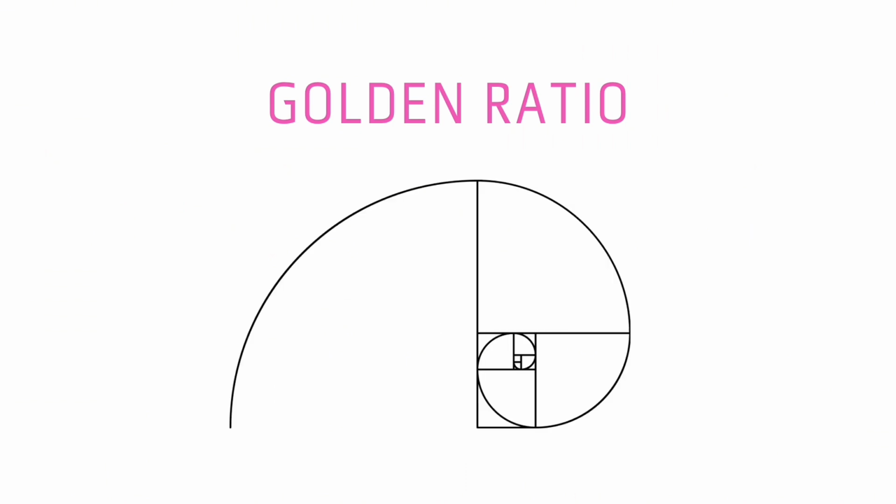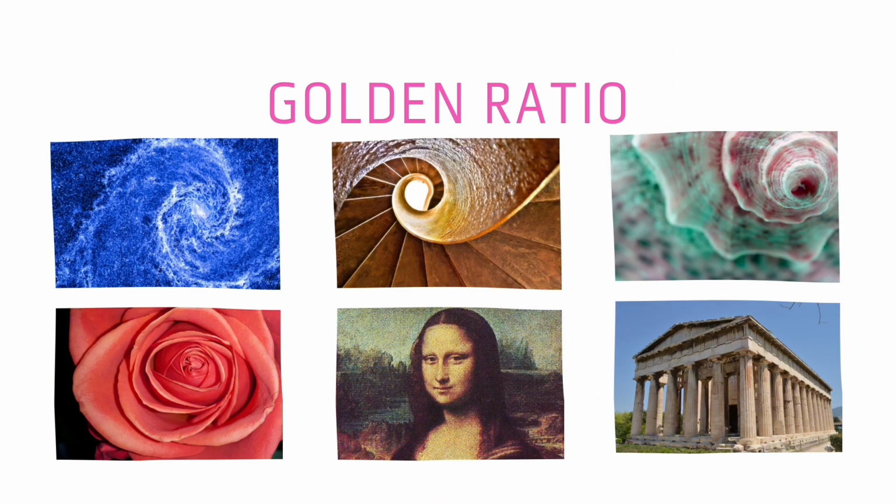We could turn this ratio into a spiral, and this spiral is said to be the reason why humans find something attractive. Like the pictures on the screen, the ocean's creation of low pressure area, petals of the rose, stairs, even Mona Lisa, a seashell, and even architecture. They all use the golden ratio.